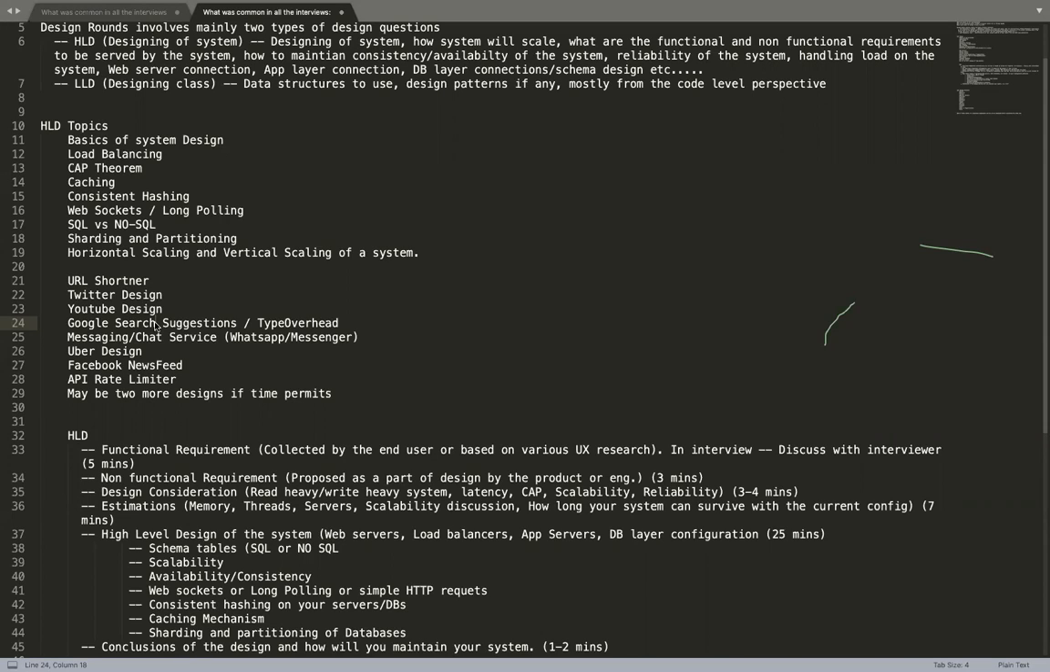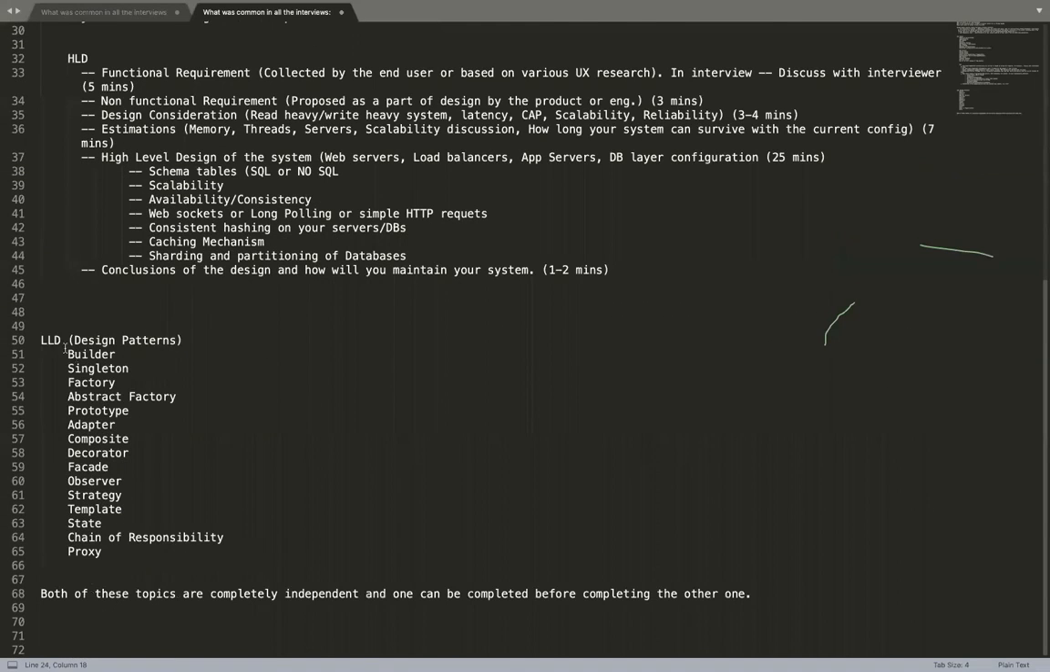There might be 2 or more design problems if time permits, like we might design a weather forecasting app or some kind of app. That will be discussed as a part of HLD. Coming to the LLD, we'll have different types of design patterns like builder pattern, singleton pattern.